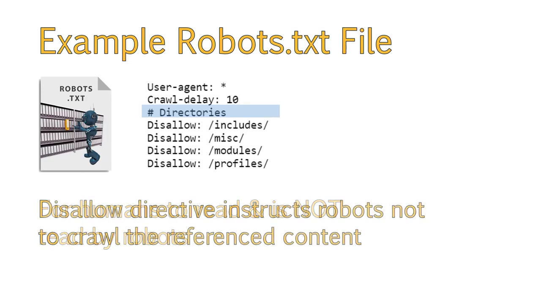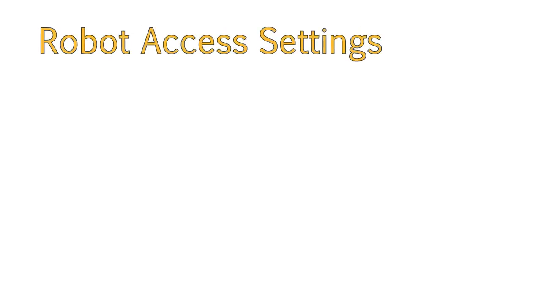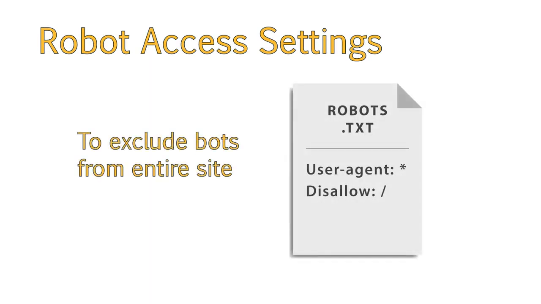The disallow directive instructs robots not to crawl the content it is referencing. For example, do not crawl the directory /includes. So now that we know what the asterisk and disallow directives mean, if we wanted to exclude robots from accessing our entire site, we would simply enter the instructions user agent followed by an asterisk, and then on a new line, we would enter disallow followed by a /.